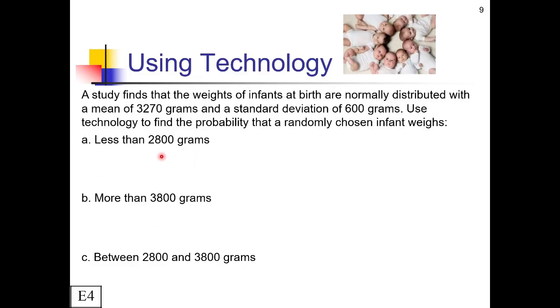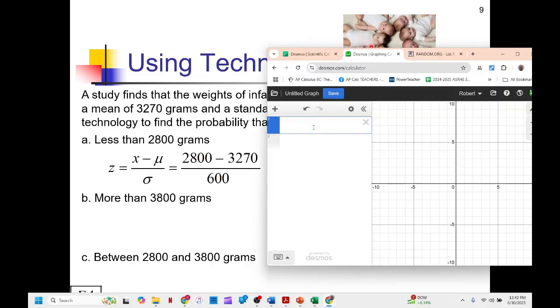So first off, let's get a z-score, because whether you want to know if something is less or more than a certain value, you need a z-score to anchor things. Again, that formula was x minus mu over sigma. In this case, we've got 2800, that's the x value, minus the mean, which was 3270, all over sigma, which they said was 600. And let's go to Desmos to figure this out.